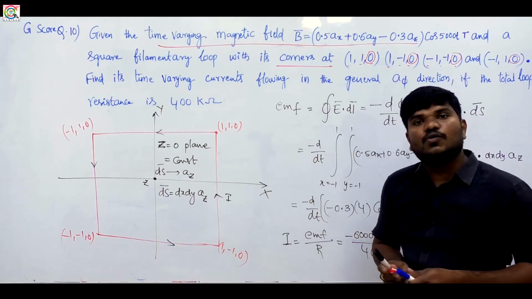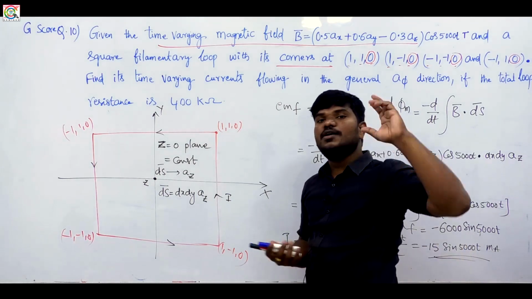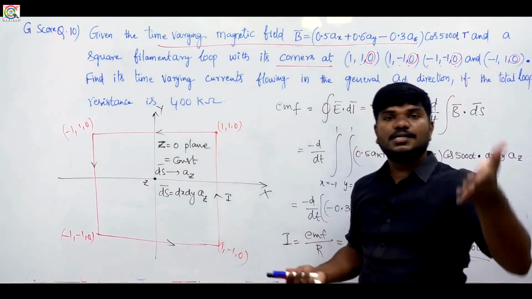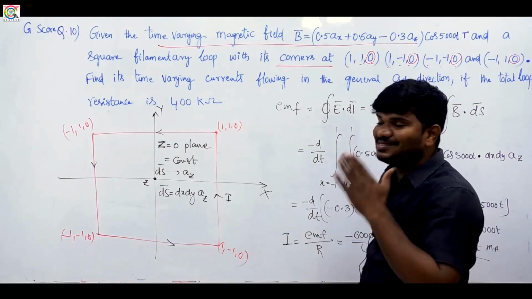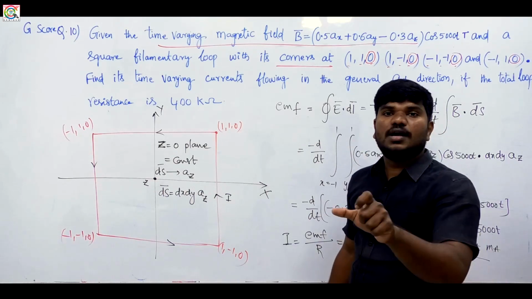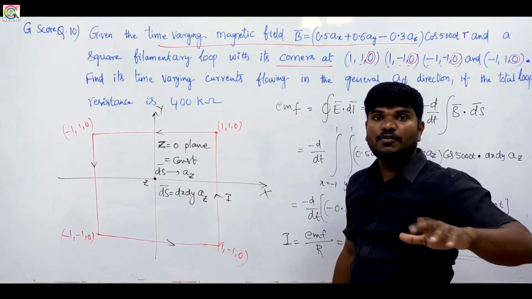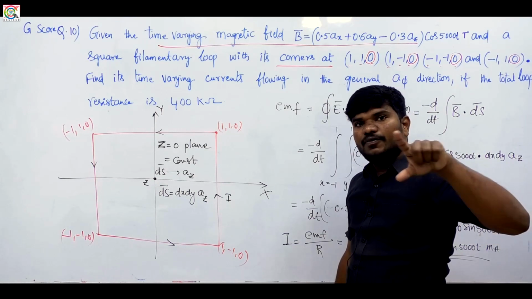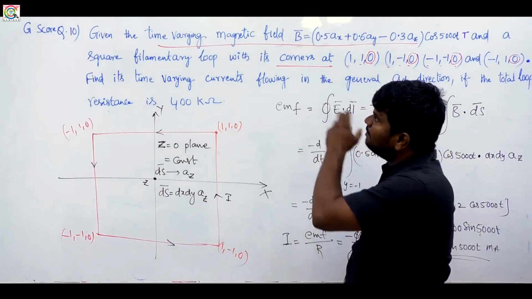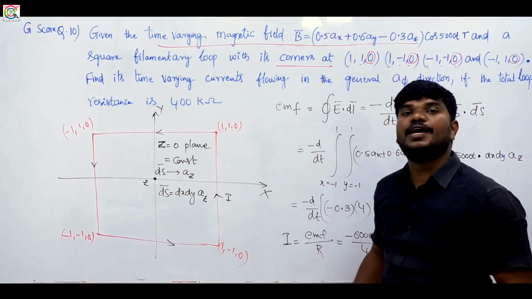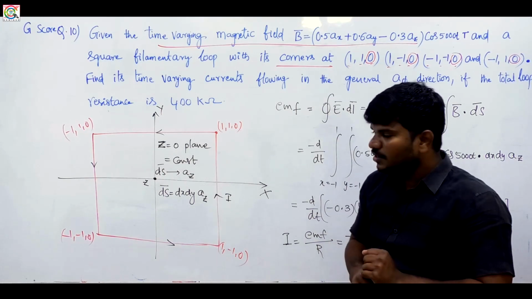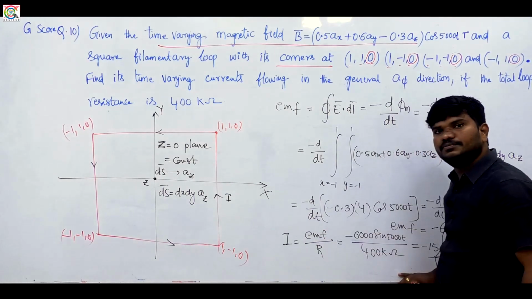To find the voltage induced, you have to use Faraday's law. What is Faraday's law saying? Faraday's law says that even in a closed conductor, there exists an EMF if it is placed in a time varying magnetic field. So this is the final answer, right?